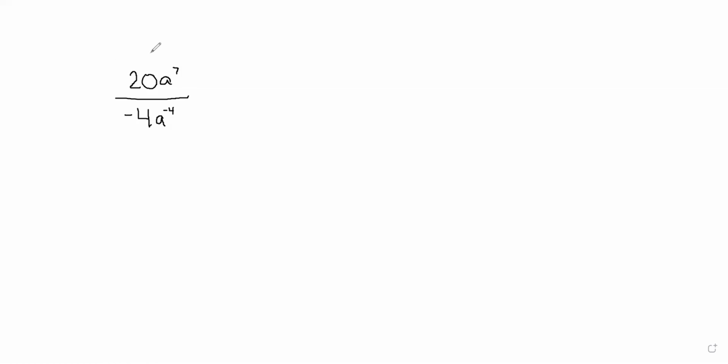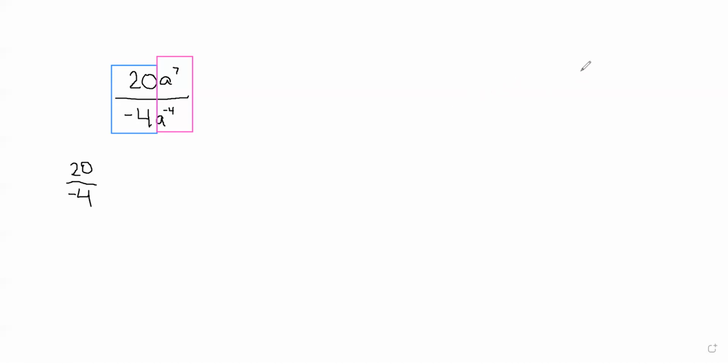So again, the key to doing this work is just breaking it down into different parts. So we are going to do a part with our coefficients and a part with our variables, right? That's how we break it down. So over here, I'm going to handle 20 over negative 4.